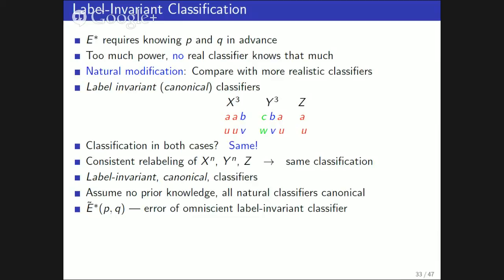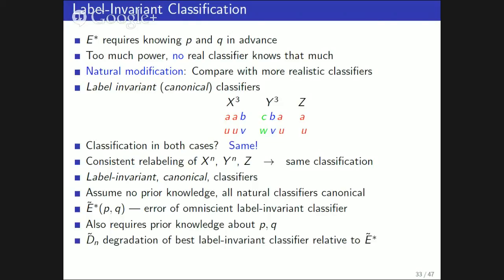Okay. So now E star tilde is the error of the omniscient label invariant classifier. You're forcing it to be label invariant, but you're still allowing it to know the distribution in advance. So to get this E star tilde, you also require prior knowledge about P and Q. And we'll define D tilde to be the degradation of the best label invariant classifier relative to E star.